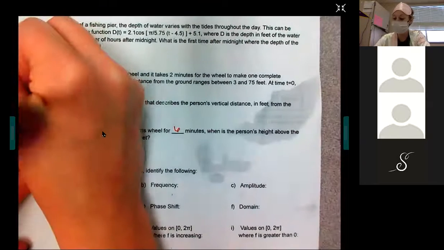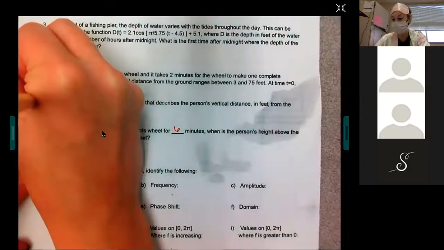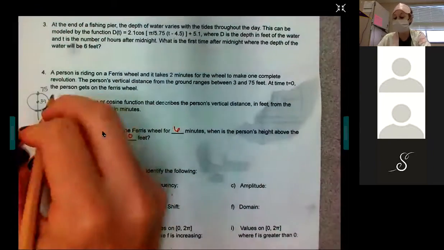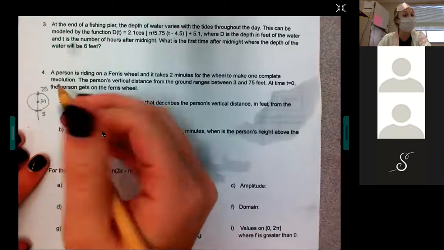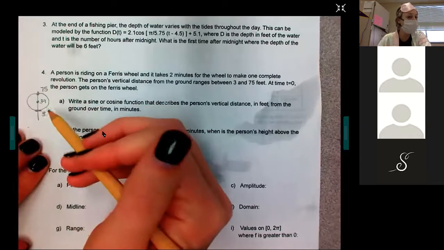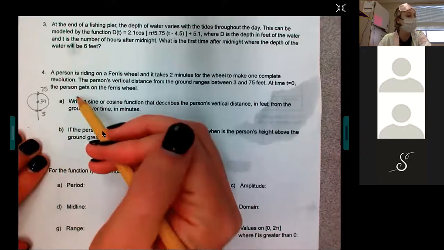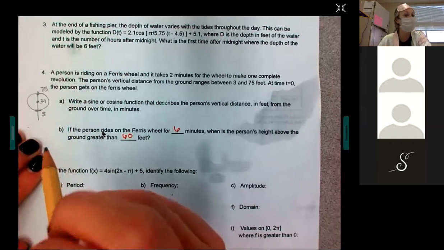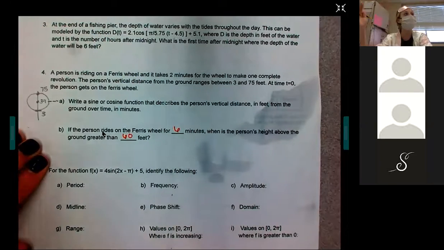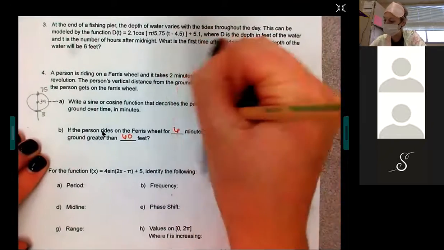39. Good, between 3 and 75, the middle is 39. So is everybody okay with 39 being the number that's in the middle of these two? If you're not, add 75 and 3, that's 78, and then divide it by 2. Find the middle. Okay? So we know the midline is 39, which means the end of my equation should have said what? Plus 39. Very good. Up here.